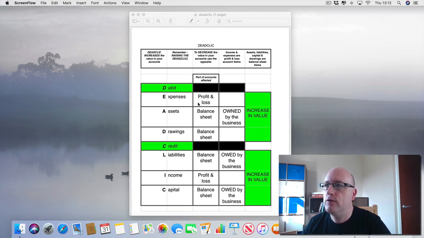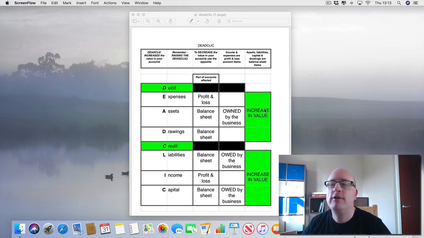Expenses affect the profit and loss account. Assets affect the balance sheet, and drawings affect the balance sheet. And assets, just a little note here, assets are what is owned by the business. So assets could be a car, could be buildings, could be fixtures and fittings, could be plant and machinery. That's all owned by the business and they're all assets.